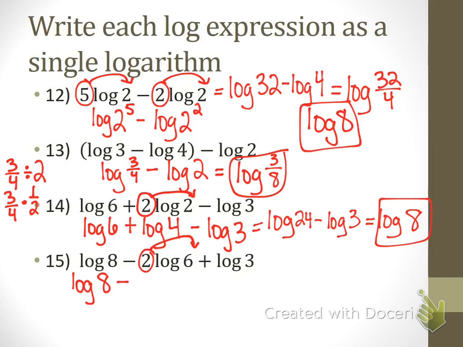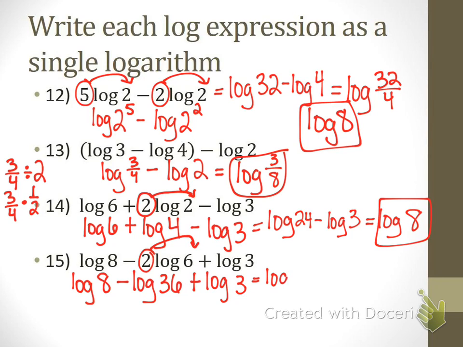So now we have log of 8 minus log of 36 plus log of 3. What should we deal with next? Ooh, we don't agree. I mean, quotient. Okay, quotient. Why? Because it's the first thing from left to right. Okay, so addition and subtraction are ranked the same. We go left to right. This is what we're dealing with.